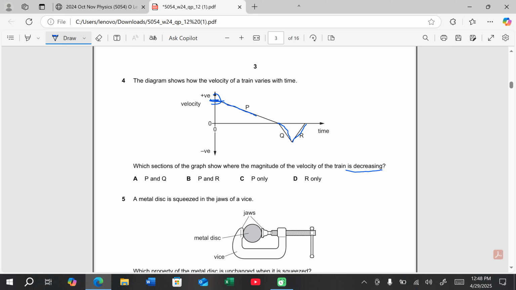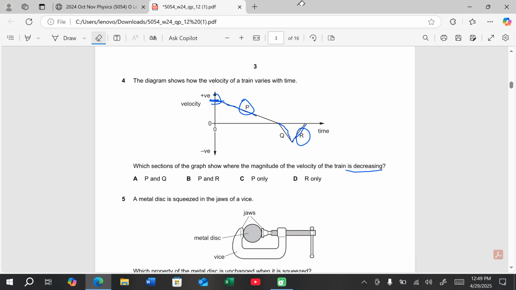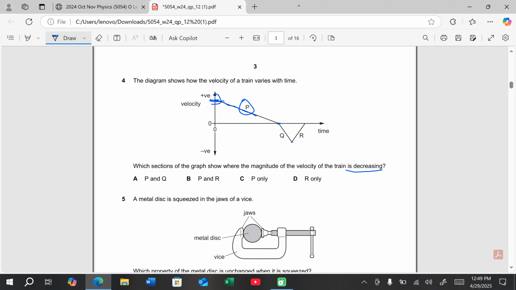Although it's negative, negative only shows the direction, it does not say the magnitude is negative. So the R section and the P section are the ones which are showing decreasing velocity. See, if I take Q, it starts from 0 and goes to a negative value like negative 10, 20, whatever it is, so it is still increasing but in the opposite direction. But for R, if it is negative like 15 and going to 0, it is decreasing. So P and R, so that is B.